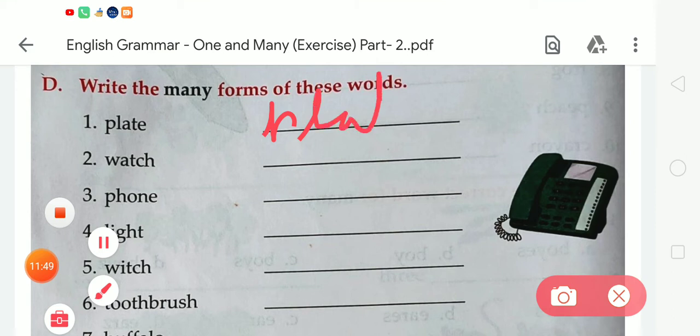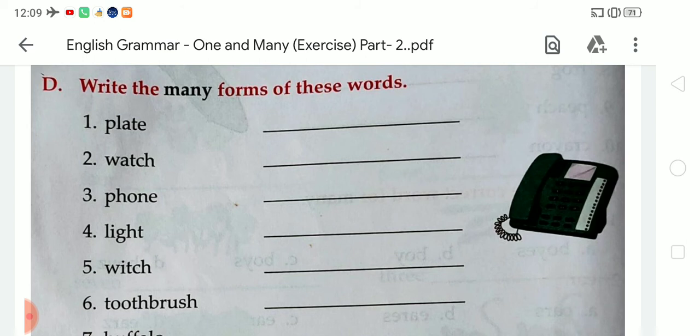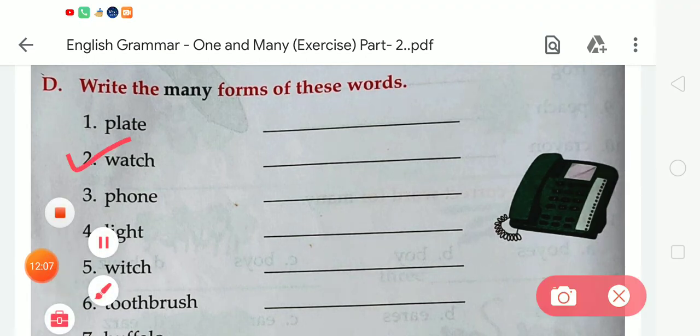P-L-A-T-E-S, plates. We have to write here plates. Okay, this is the many form of the given word plate. Now the next word is watch. So student, at the last we can see there is a CH, so we have to add here ES to change the form from one to many. So we have to write here watches.